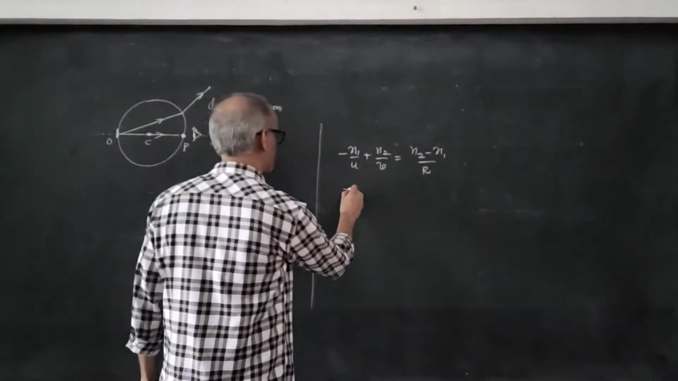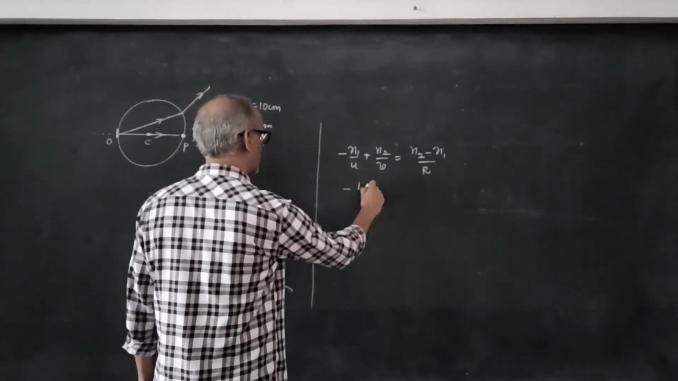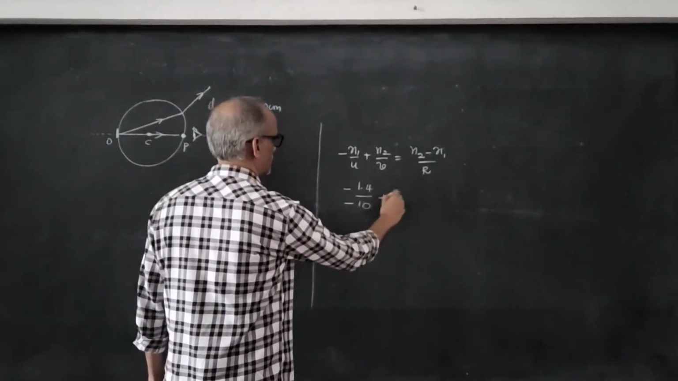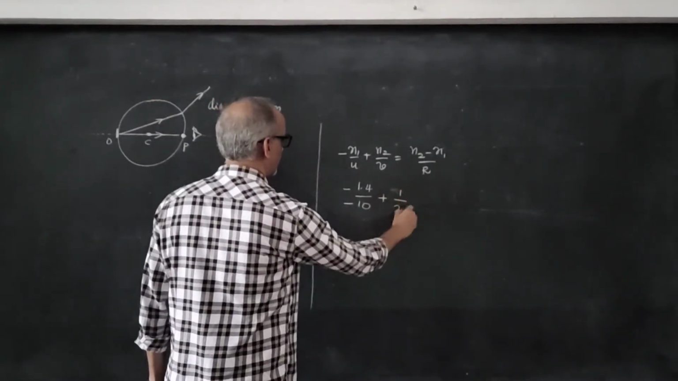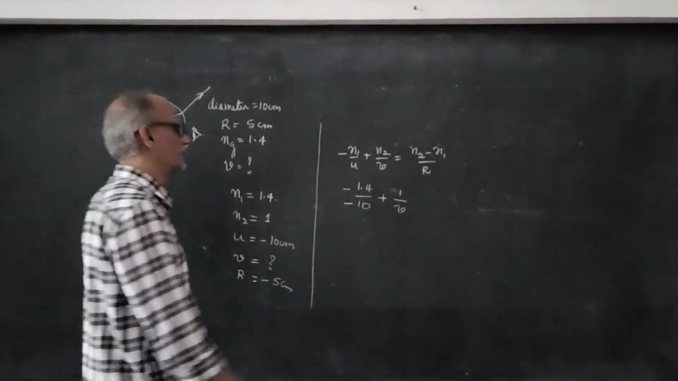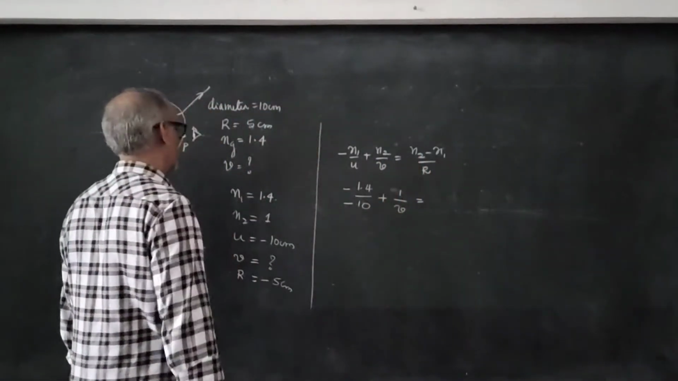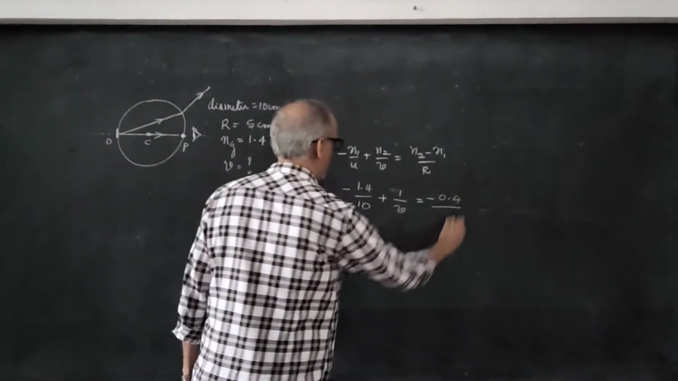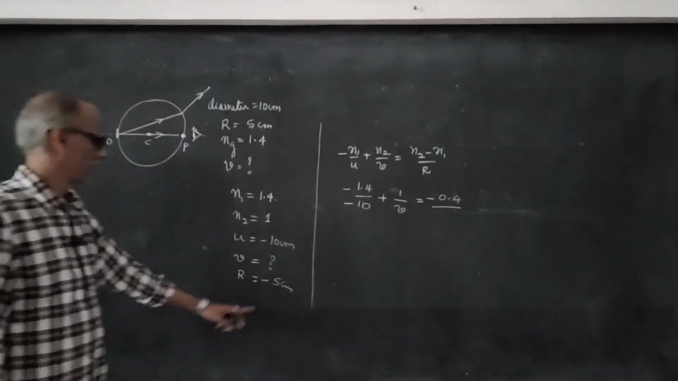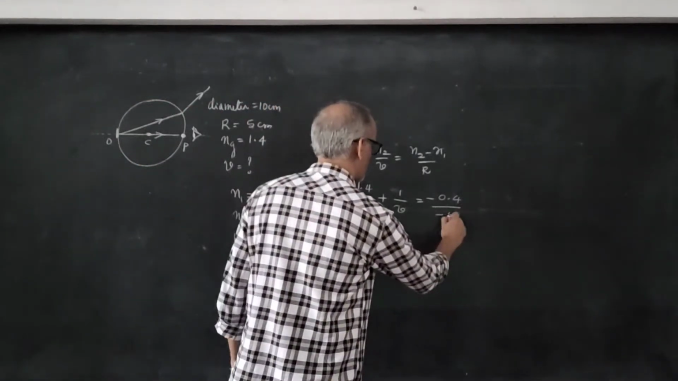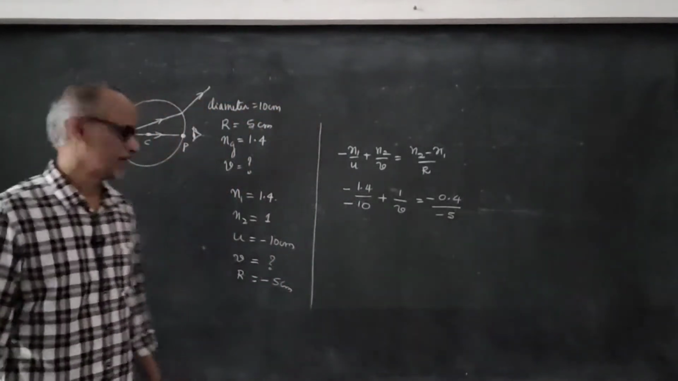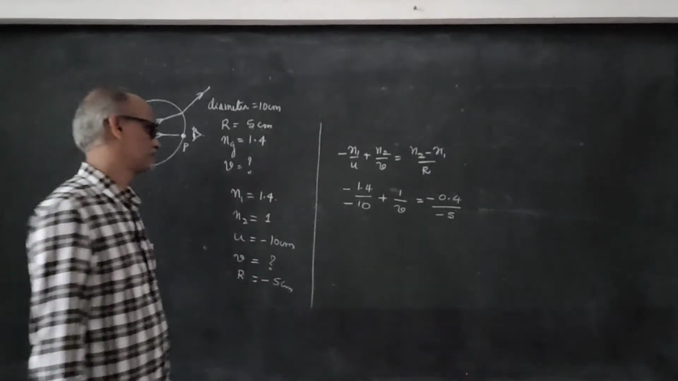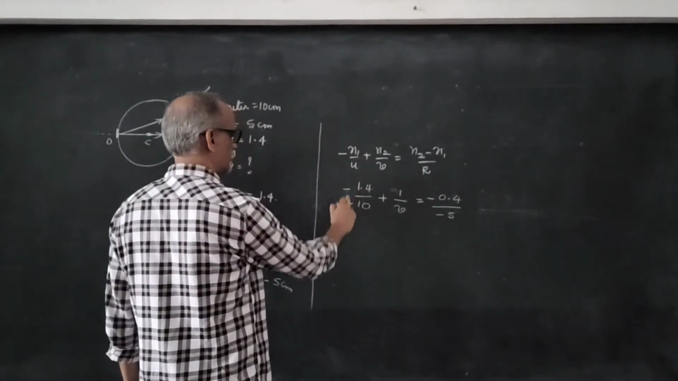That is minus n1, which is 1.4, by u, which is minus 10, plus n2, which is 1, by v, which we have to find, is equal to n2 minus n1, 1 minus 1.4, which is minus 0.4, by the radius of curvature, which is minus 5. I am substituting everything in centimeter only, so that the final answer will also be in centimeter. This minus of minus here becomes plus.